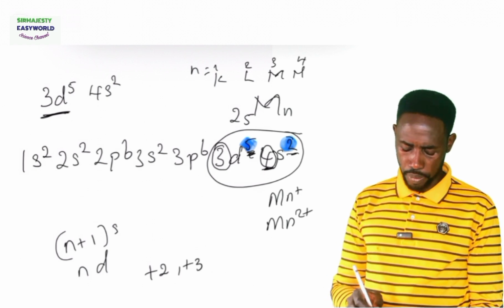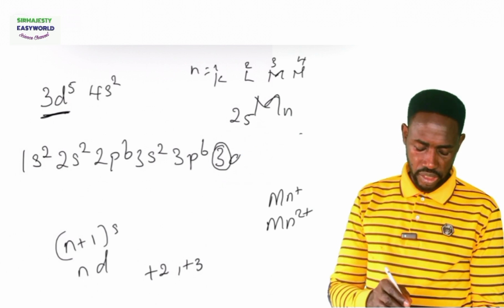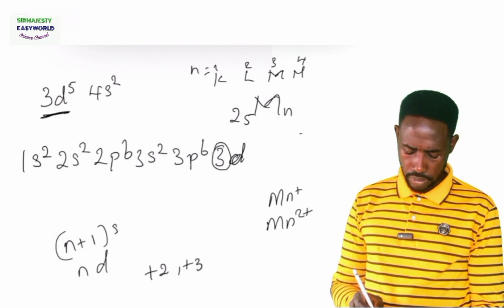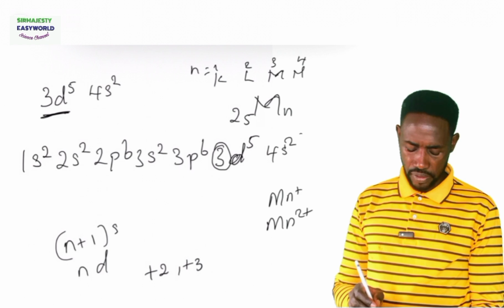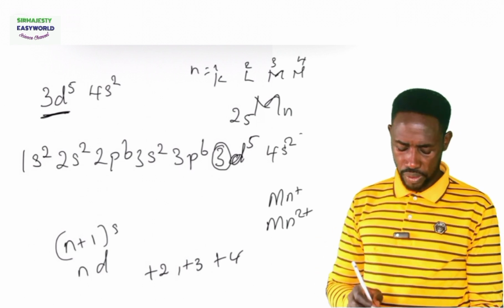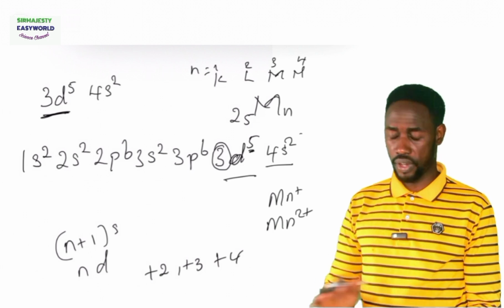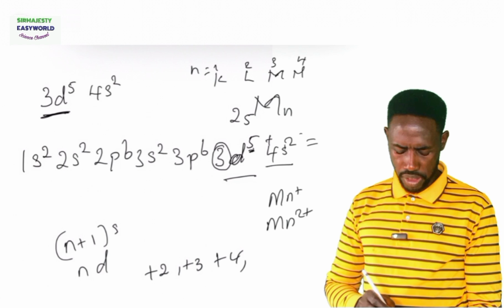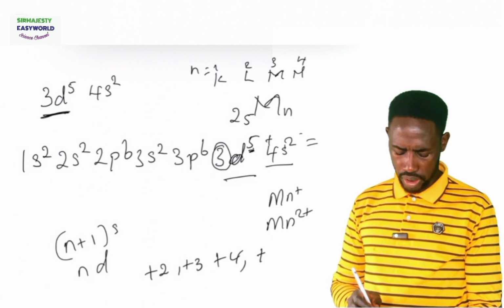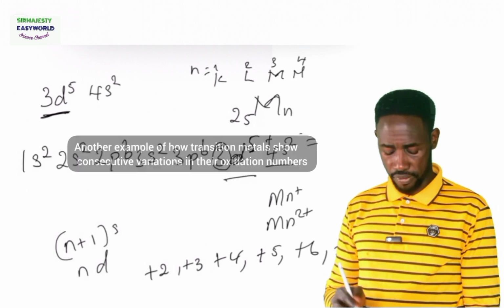When it loses 2 from the 4s and another 2 from the 3d, we get what? So let's write it again: 3d5 and 4s2. If this 4s2 is lost with 2 electrons from the 3d, it gives us manganese 4. If it loses 3 from this 3d, and it must lose the 4s before losing the 3d, all the 4s will go. So it's possible to lose all these 5 plus 2 is 7, to exhibit plus 2, plus 3, plus 4, plus 5, plus 6 and plus 7. So we have manganese 2, we have manganese 7.